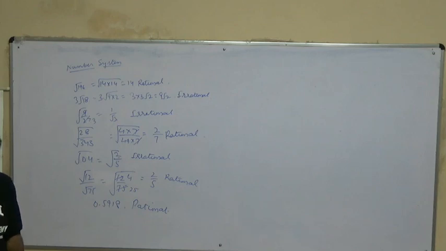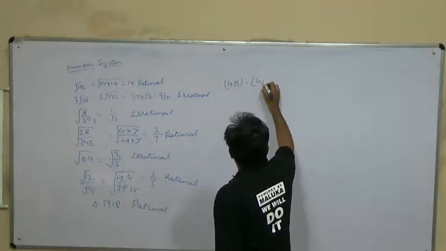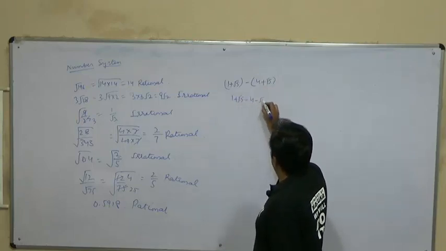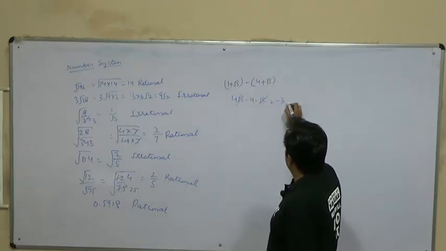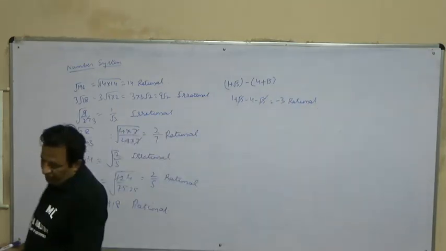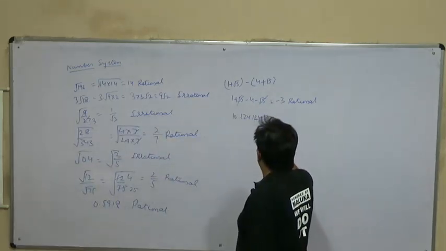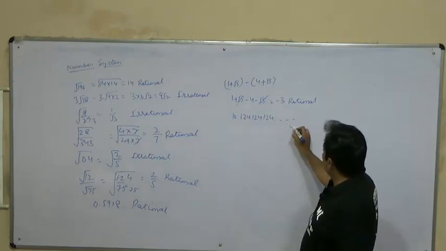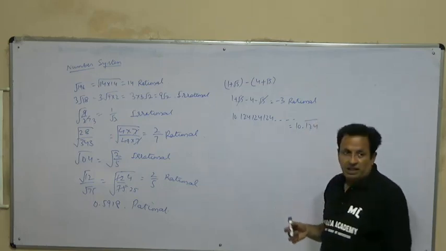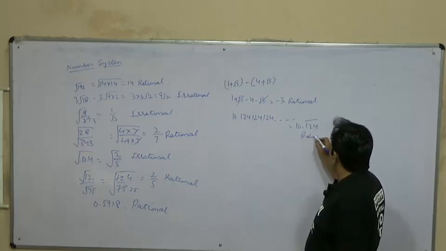So 1 plus under root 5 minus 4 plus under root 5. So this will be 1 plus root 5 minus 4 minus root 5. So the irrational part goes, this is minus 3, this is rational. Likewise, we have got 10.124124124 and so on. So this can be written as 10.124 bar. So this is a recurring decimal, so this will be a rational number.